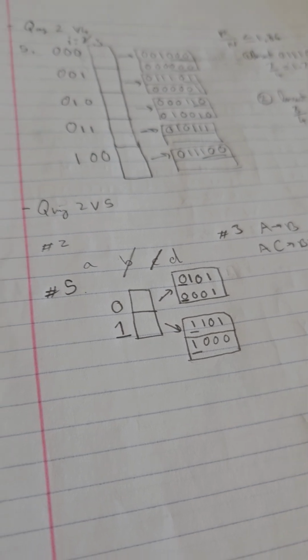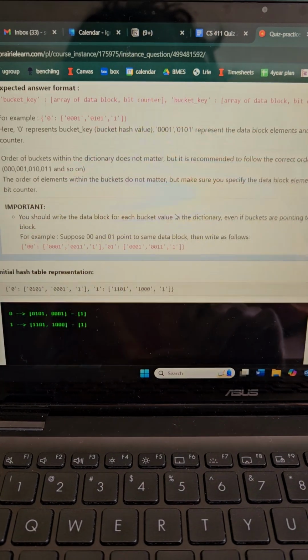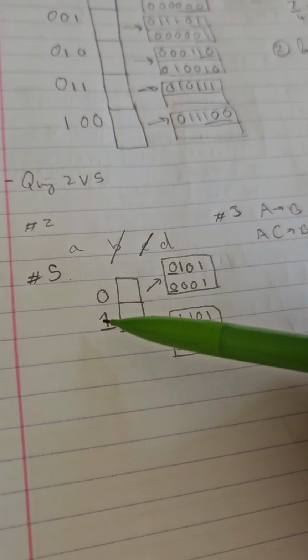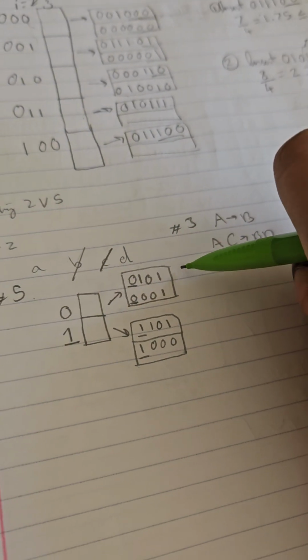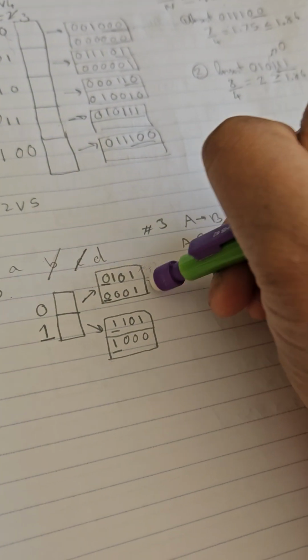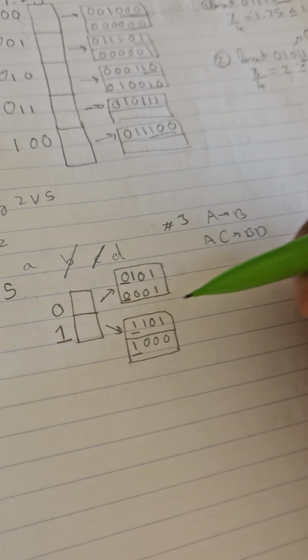So now I'm going to walk through extensible hashing. This is the problem we're given, where this is the starting table, and I've copied it down here. Instead of including the bit counter as a separate block, I'm just going to underline which bit we're looking at when we're assigning values.